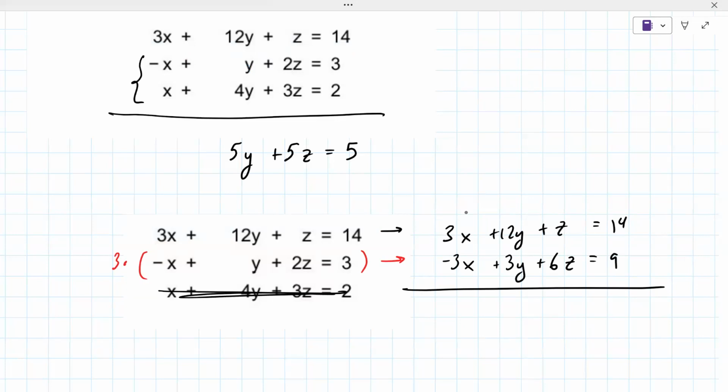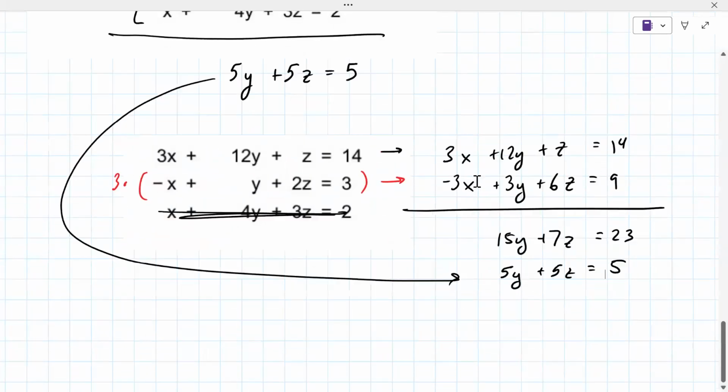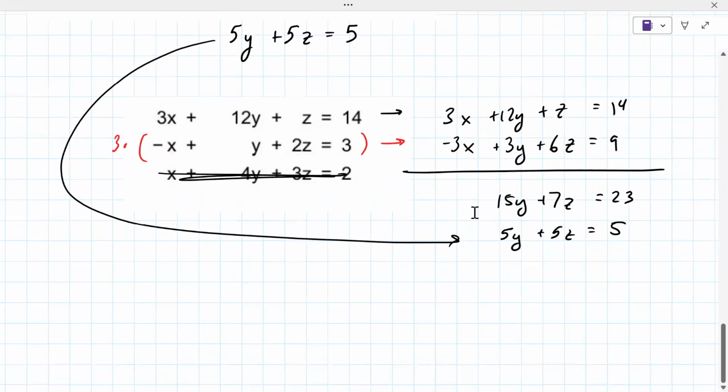Yeah. All right, so it ends up being 15y plus 7z equals 23. And then you bring this other equation down with it: 5y plus 5z equals 5, like that. Okay. Now, which variable do you want to eliminate? Do you want to eliminate y or z? Y, because 5 goes into 15.